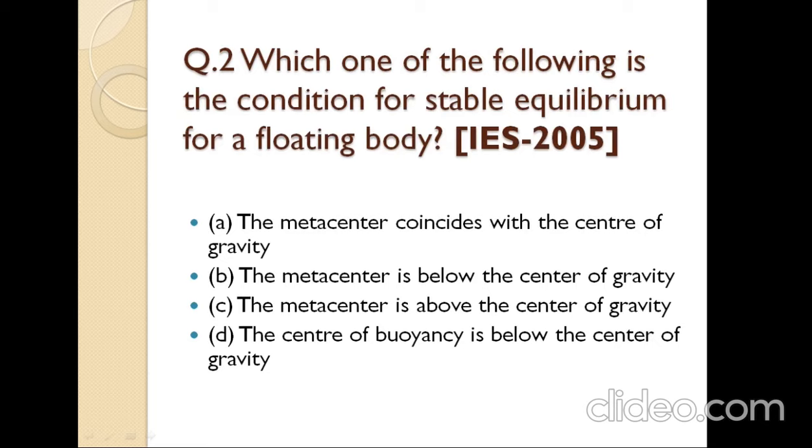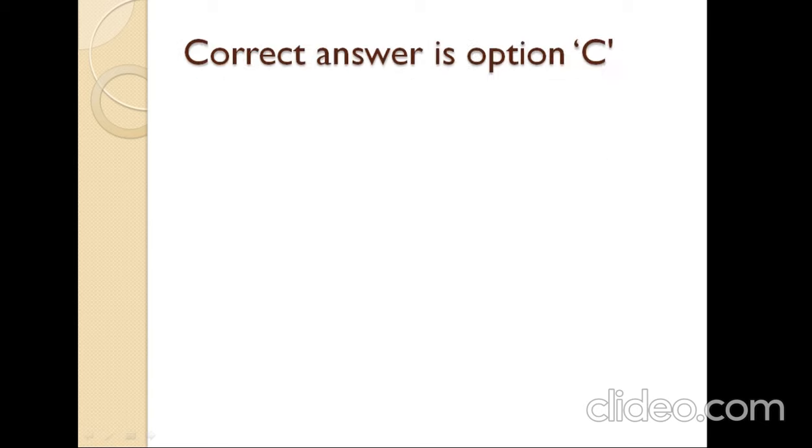Question number 2. Which one of the following is the condition for stable equilibrium for a floating body? Option A, the metacentre coincides with the center of gravity. Option B, the metacentre is below the center of gravity. Option C, the metacentre is above the center of gravity. Option D, the center of buoyancy is below the center of gravity. So the correct answer is option C.